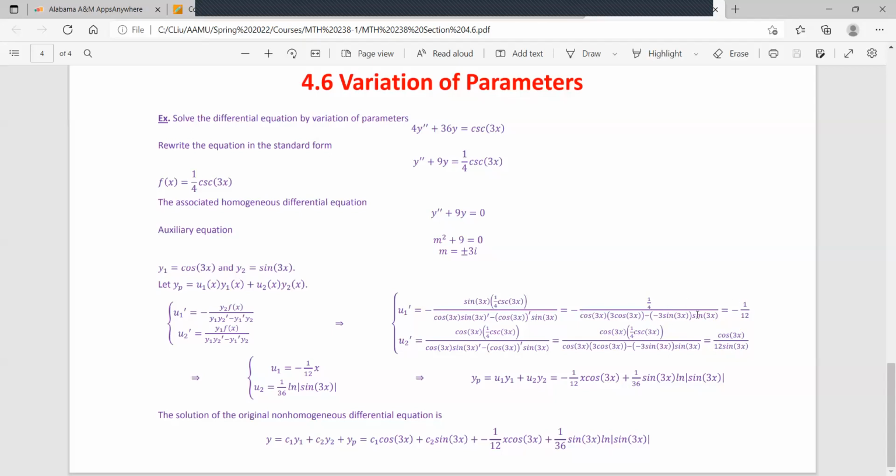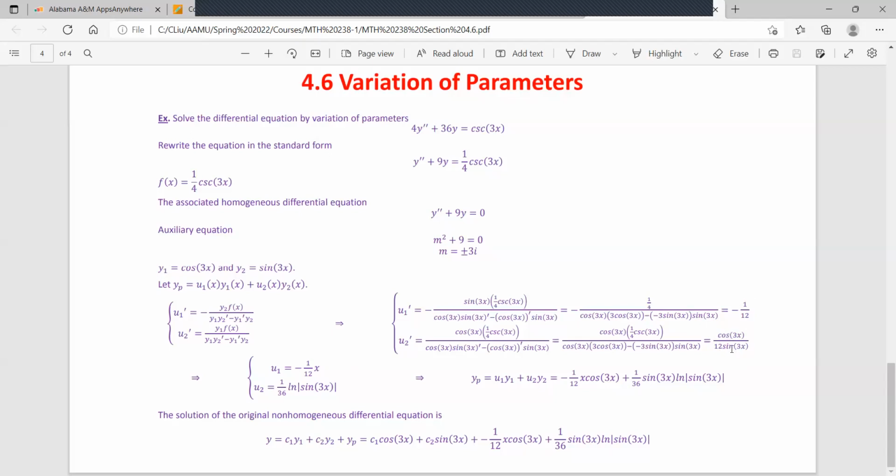So u1 prime is very simple. Integrate negative 1 over 12, and you get negative 1 over 12 x. Again, we don't worry about the arbitrary constant because we have the freedom to choose it. We just need to find one particular solution of the differential equation. And you can integrate u2 prime to get u2 easily. If you use the substitution u equals sine 3x.